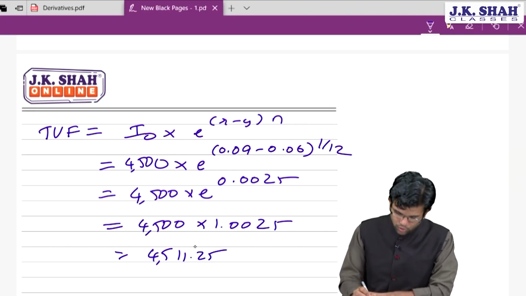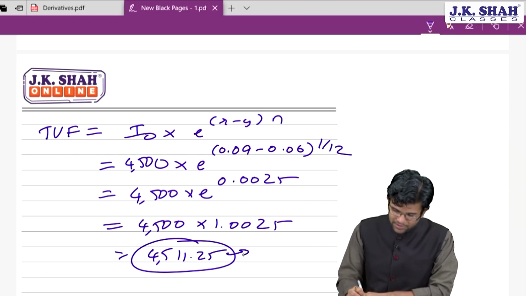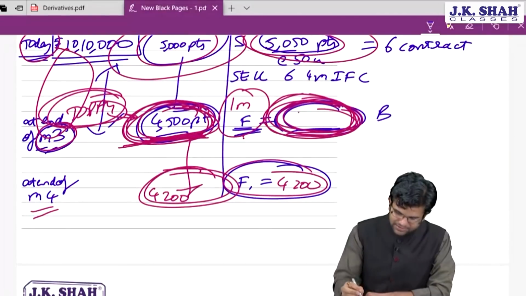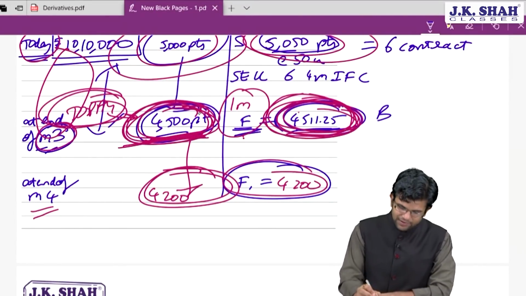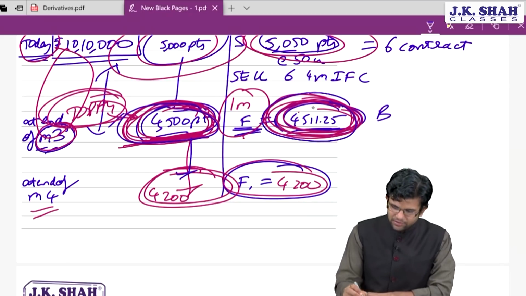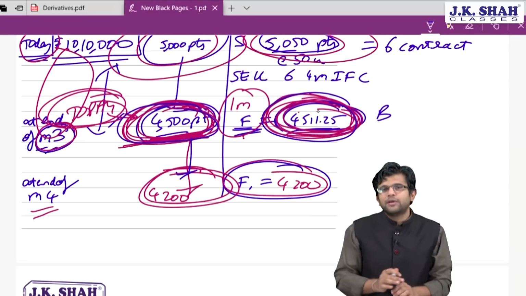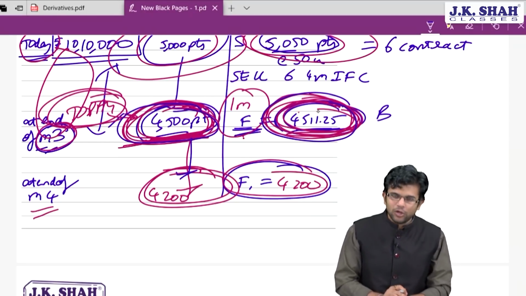4511.25. Students, what is 4511.25? This will be the F0 at end of the 3rd month, which means it is this price here of the futures, 4511.25, correct? If the spot is 4500, considering 1 month period left, the theoretical value of the futures should be 4511.25, which I'm assuming to be the actual value also.